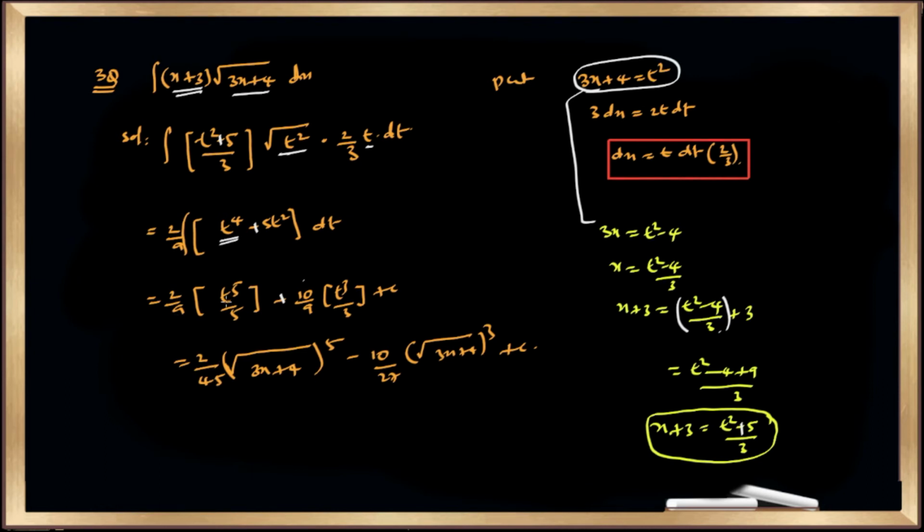t means root, what about t? 3x plus 4 is t square. t is root 3x plus 4, whole power 5. 10 by 9 threes are 27. This is actually plus t cube, t means root whole cube. Okay. So 9 minus 4 is 5, plus 5.